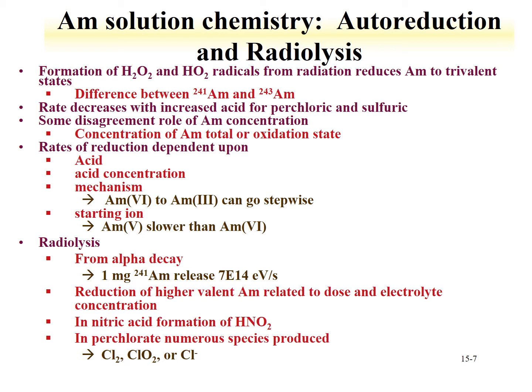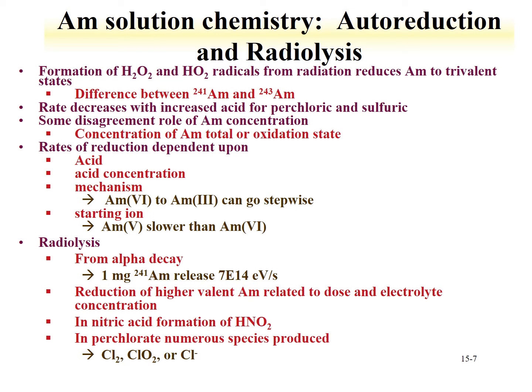this radiation-induced reduction through the solution. There is some disagreement on the role of the americium concentration in the autoreduction. And it's unclear if it's the total americium or the specific oxidation state of the americium, which is the important consideration for the rate of reduction. However, it is known that the rate of reduction can be dependent upon the acid concentration, the mechanism. For instance, americium 6 going to americium 3 can go stepwise. Americium 5 tends to be slower than americium 6 reduction to the 3. This has to do with the fact that the 5 is slightly more stable.